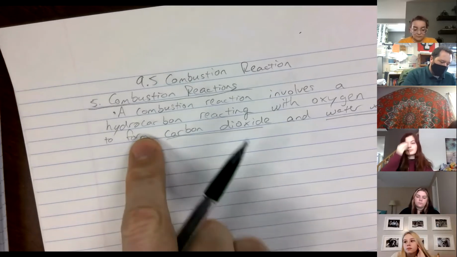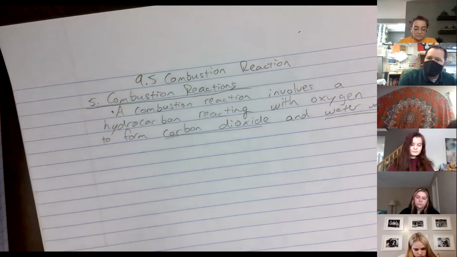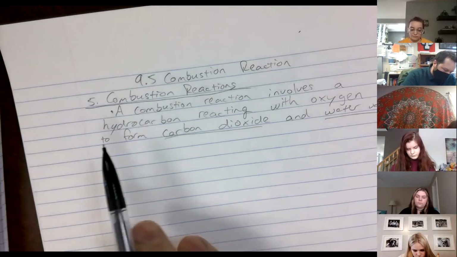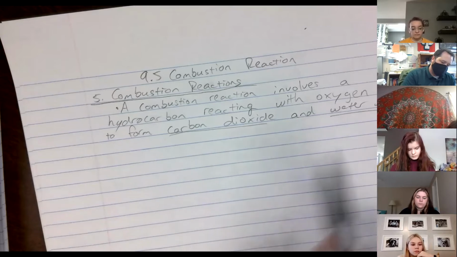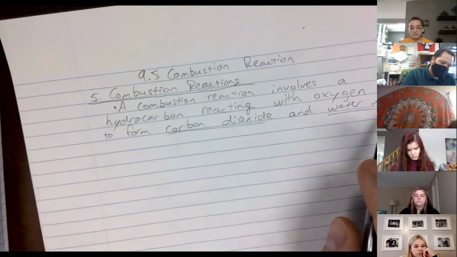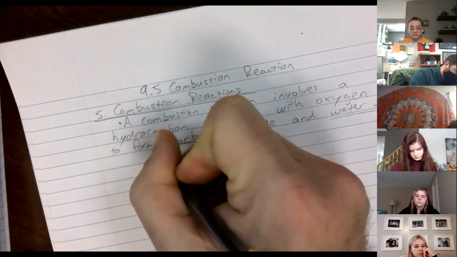The hydrocarbon part comes from last chapter, organic chemistry. Those are all of our hydrocarbons. So you're going to have to kind of remember a little bit from last chapter for that part of it. But you're always going to form carbon dioxide and water vapor. Kind of a little catch here. So quick note on the water vapor.